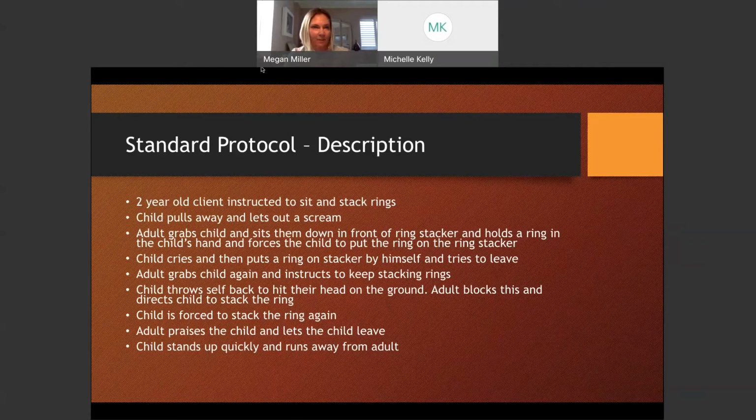Amanda said this isn't play at all. I'm going to go ahead and stop the screen share for a second so I can see.